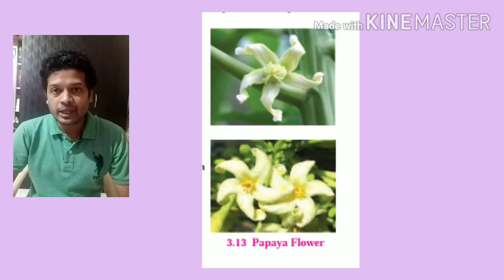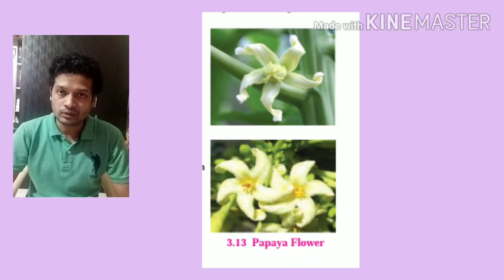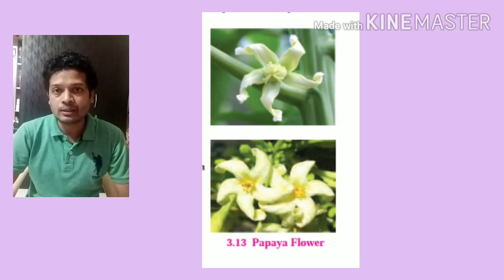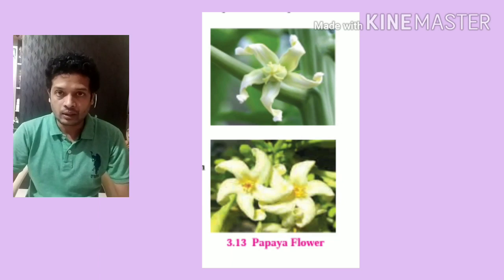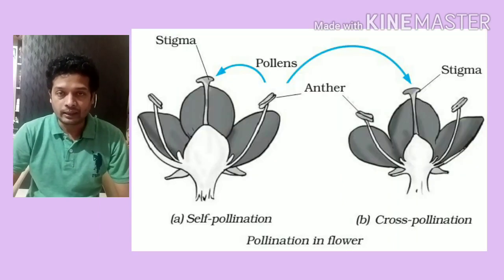In case of papaya, for example, the male plant and female plant are different. And in case of hibiscus, the male part and female part are present on the same plant. So hibiscus is a bisexual plant, whereas papaya is a unisexual plant. So this was all about flower as a reproductive part of plant.